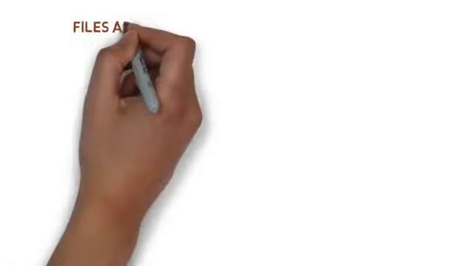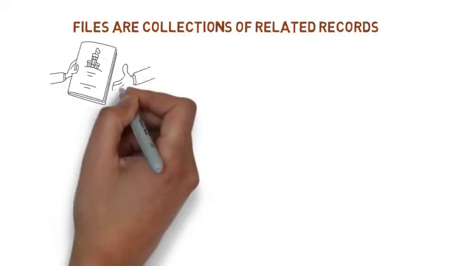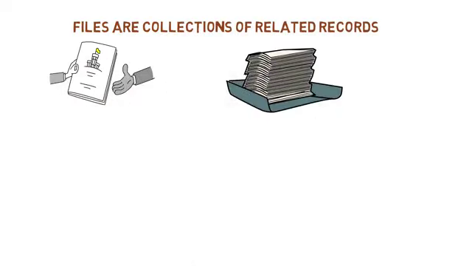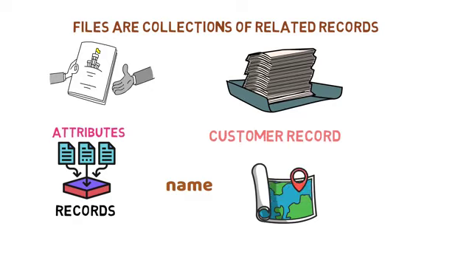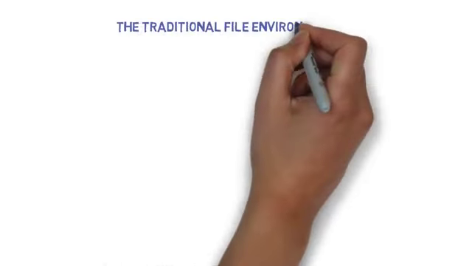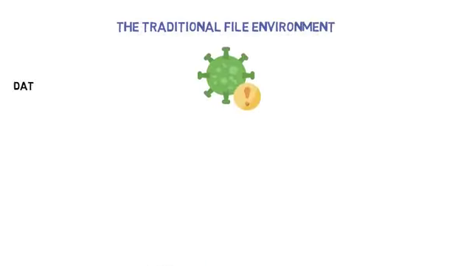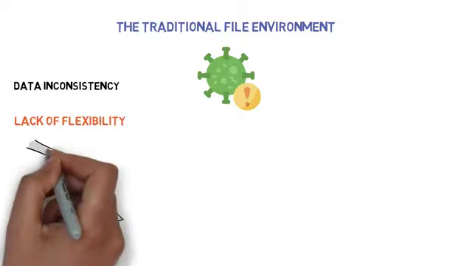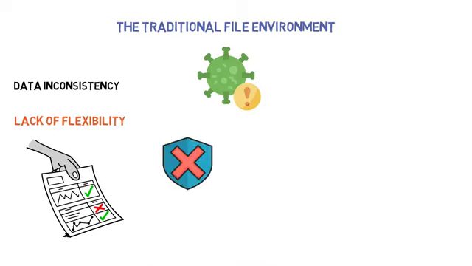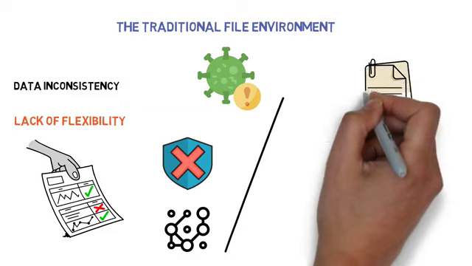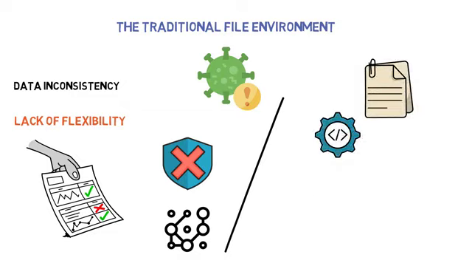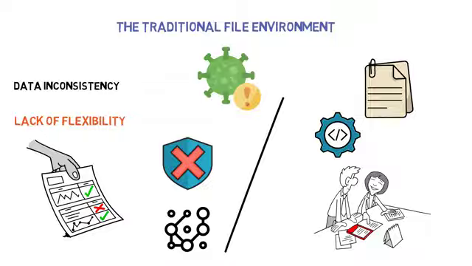Files are collections of related records, such as a customer file or an inventory file. Records are collections of related attributes, such as a customer record containing attributes such as name, address, and phone number. The traditional file environment is often plagued by problems such as data inconsistency, lack of flexibility in creating reports on an as-needed basis, poor security, and complexities in data sharing. On the other hand, the traditional file environment does allow for the development of specialized applications for functional areas.